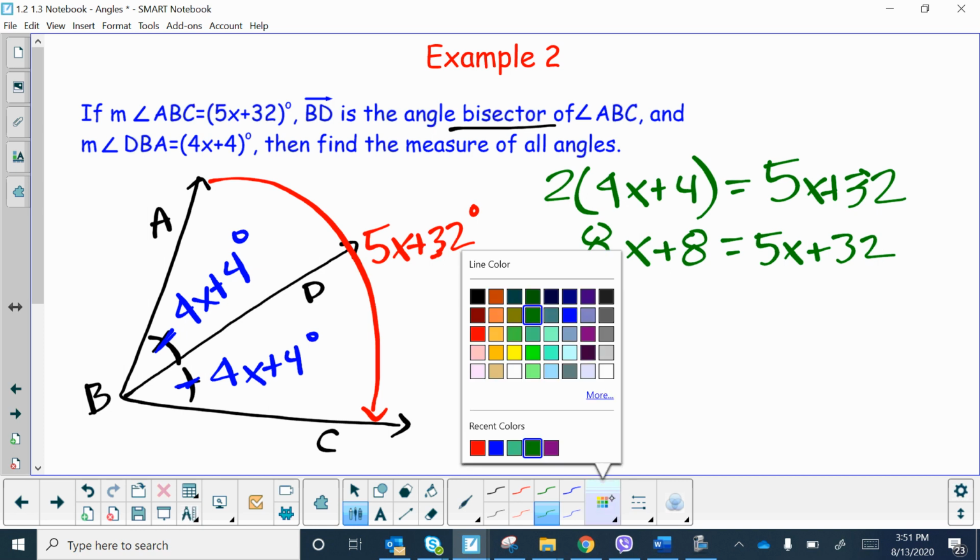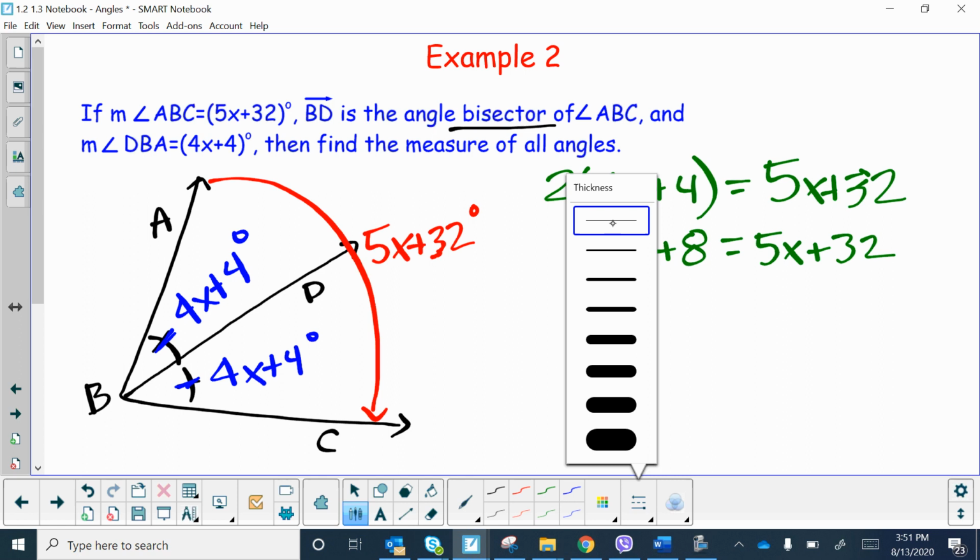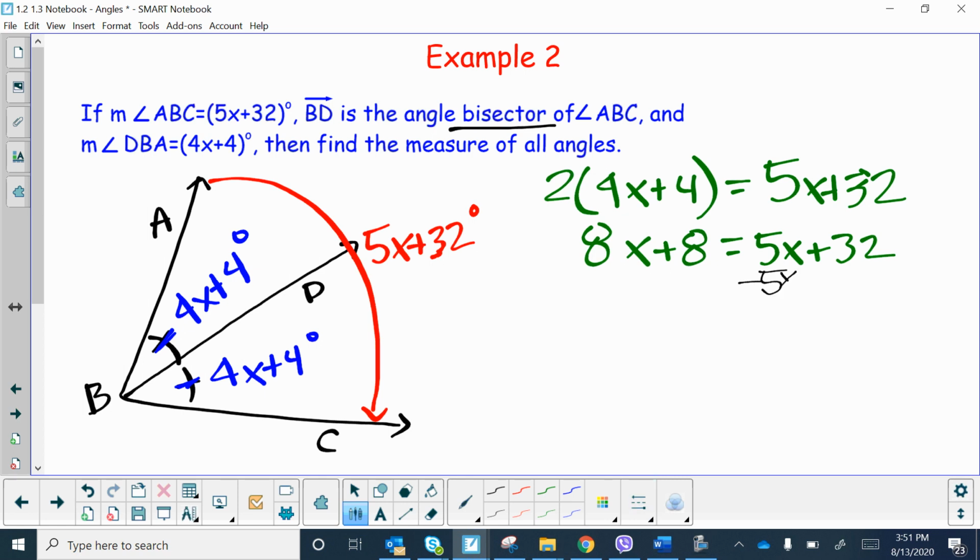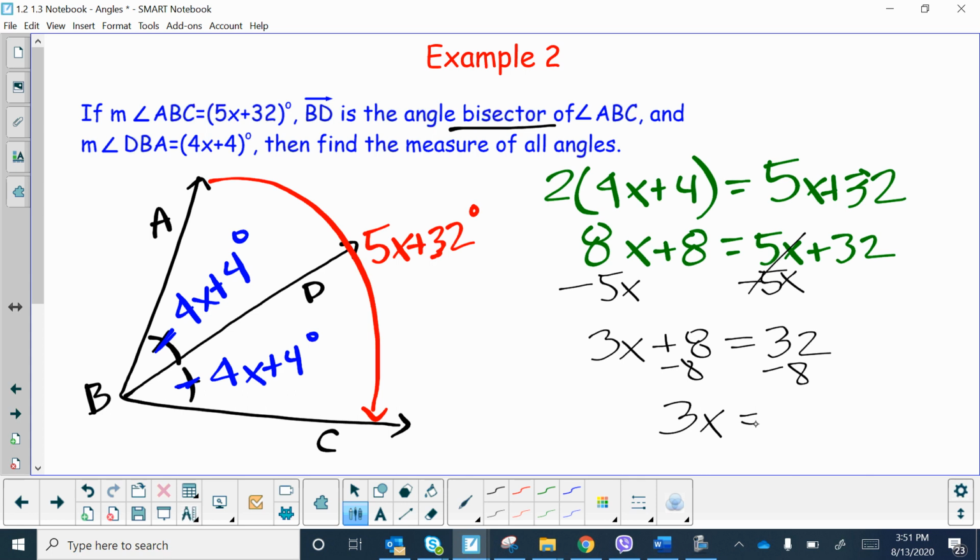Now it's just some algebra. We have 5x over here, so I'm going to subtract 5x from both sides. I have 3x plus 8 equals 32. I'm going to subtract 8 from both sides, so 3x is equal to 24. Divide by 3, and x is going to equal 8. So there's x. That's not what they want us to solve for, but I need to use that 8 to plug it back in and find each angle.